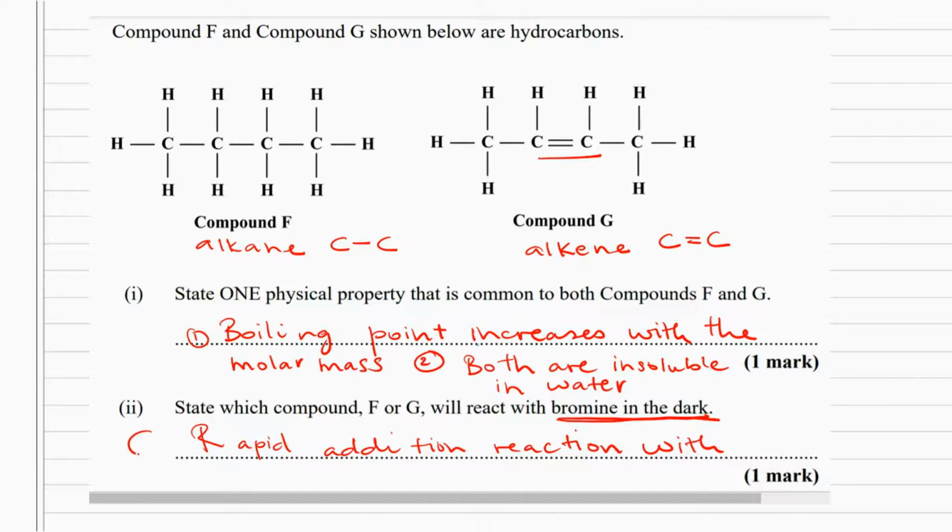So that'll be compound G, alkene. Only alkenes undergo addition reactions, so they can react with bromine, or with halogens for that matter, in the dark. Alkanes can react with bromine or halogens, but UV light has to be present. That's why I said the condition here is important. So in the dark, only alkenes can react with bromine.